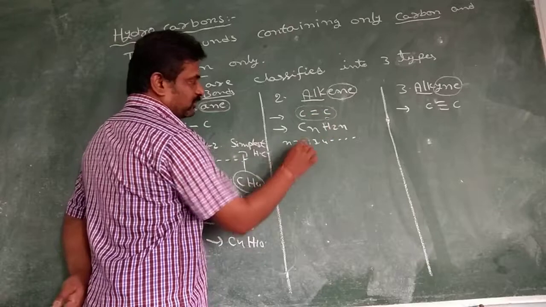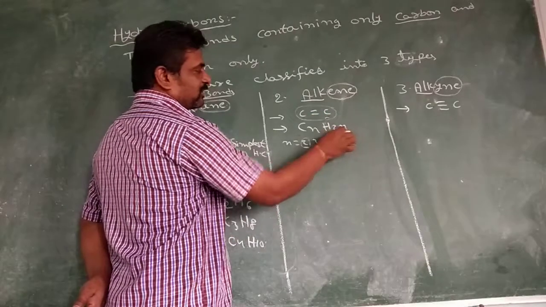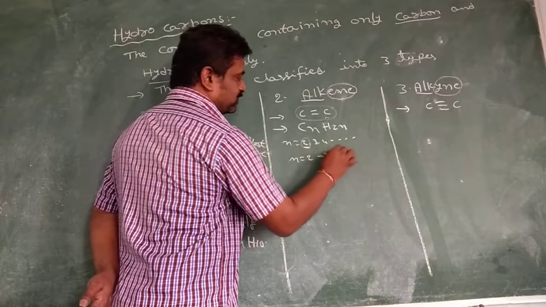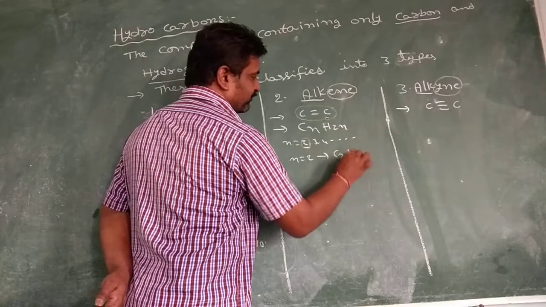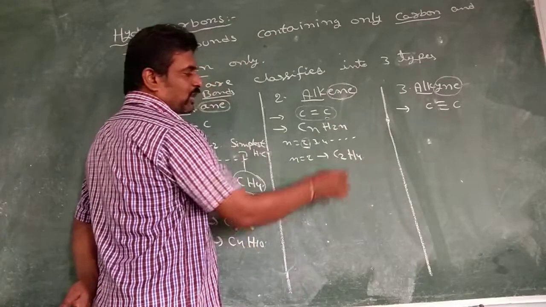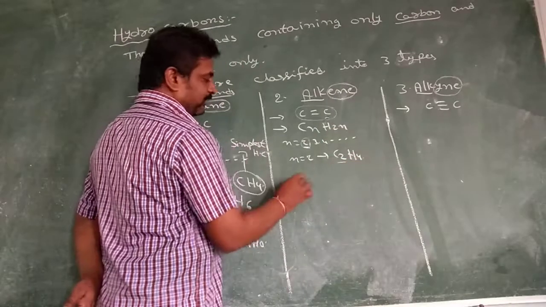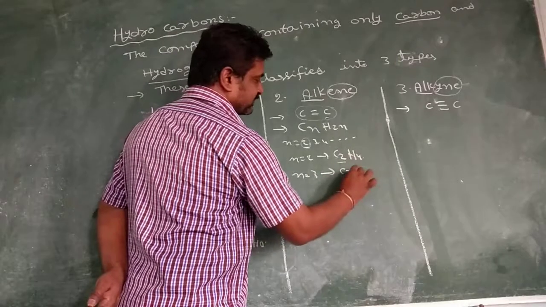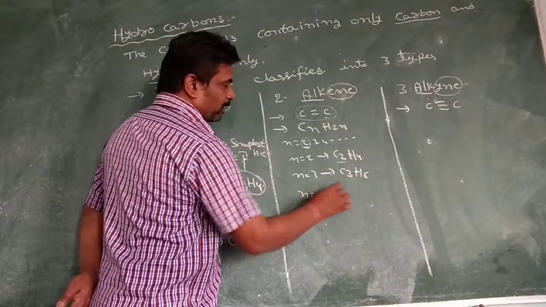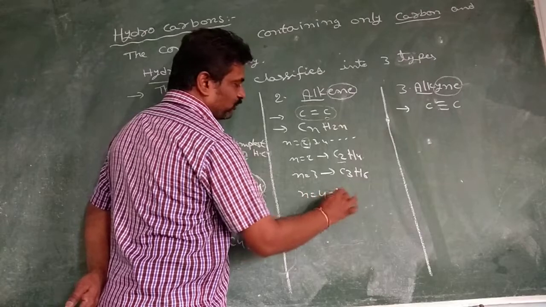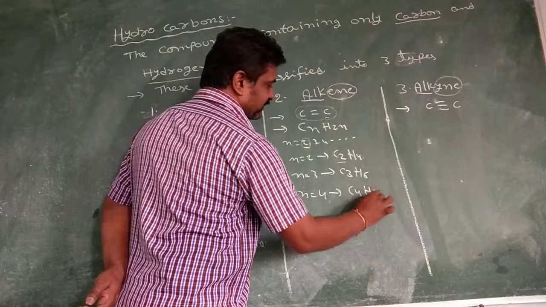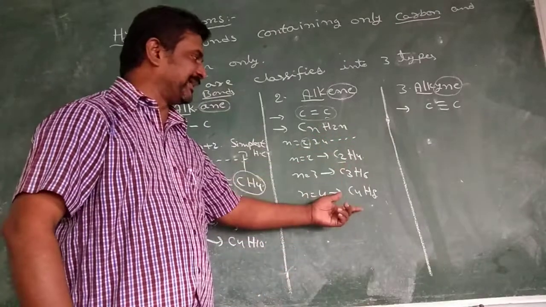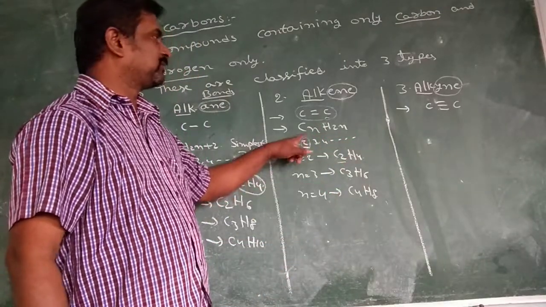So substitute these values in this formula. If n is equal to 2, the compound is C2H(2×2), C2H4, with 2 carbons present: ethene. n is equal to 3, C3H6, propene. n is equal to 4, C4H8, butene. The suffix is ene. These are the general formulas.